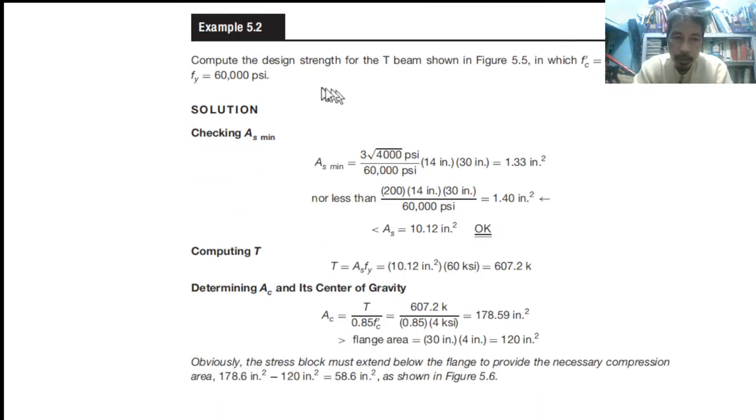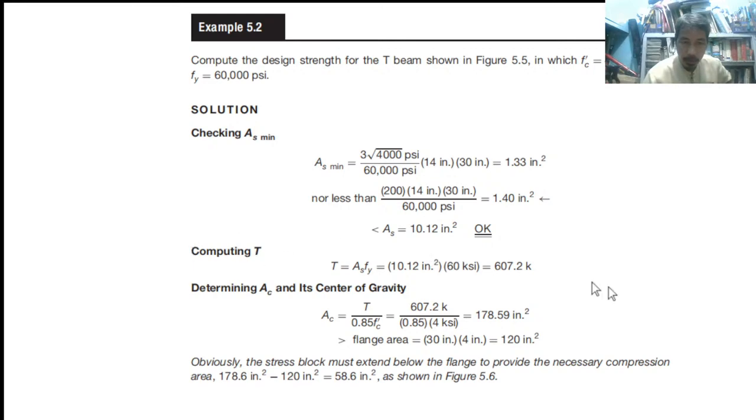Let us therefore go to problem number 2. Let us compute the design strength for the T beam shown in figure 5.5, in which fc prime is 4000 and fy is 60 ksi. Step 1, check the area of steel. Find out the minimum. There are two formulas for minimum, so use 1.4. Our area of steel is 10.12, so that is okay.